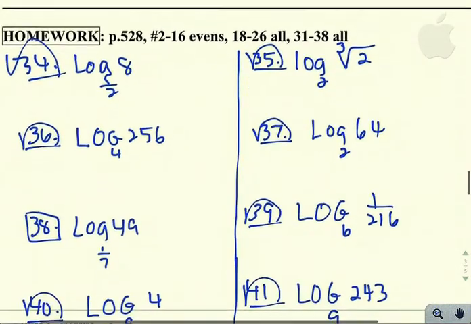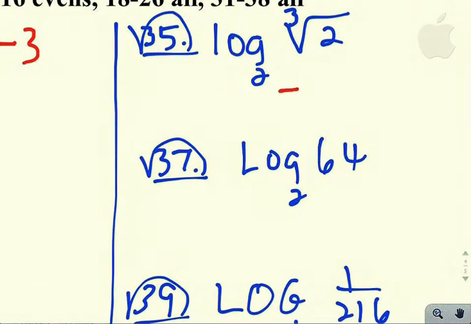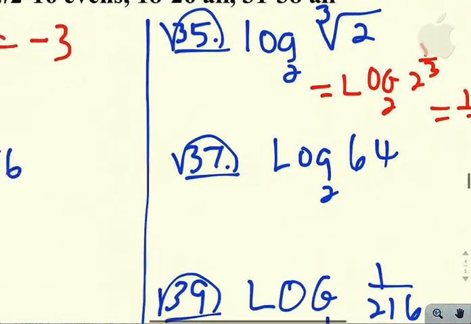And here's some more. Number 34. 1/2 to what exponent is 8? Well, 1/2 quantity cubed is 1/8. So 1/2 to the negative 3 is 8. 35. 35 could be rewritten log to the base 2 of 2 to the third, because 2 to the third is the cube root of 2. So 2 to what exponent is 2 to the third? 1/3.